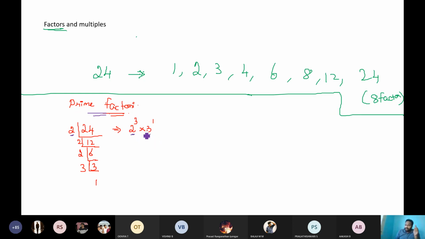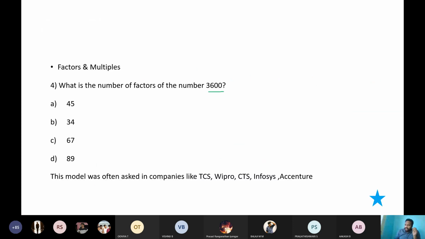After doing that, take the power value, add 1 to it. So 3 plus 1, 4. 1 plus 1, 2. So 4 2s are 8. So there are 8 factors. Clear, people? Yes. So this is how you can find out the number of factors easily. Similarly, try to find out the number of factors for the number 3600.